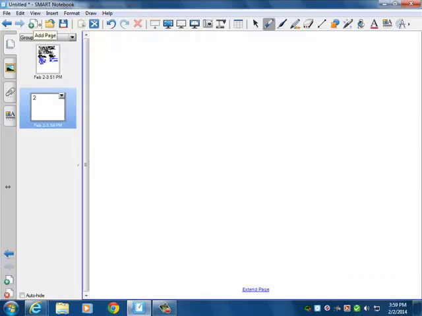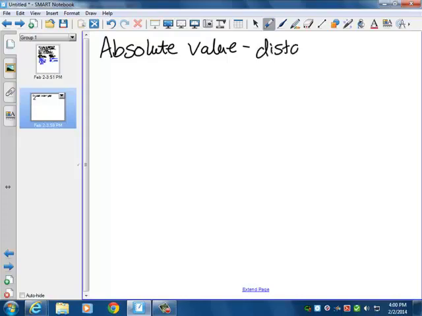A couple definitions that may be new. Absolute value is something that measures the distance to 0. That's how we formally define absolute value: distance to 0. Now distance, though, is always positive. So basically, when we take the absolute value of something, it's going to be the positive of it.